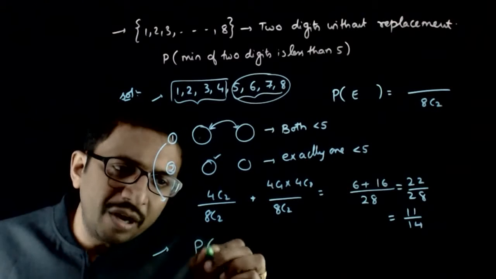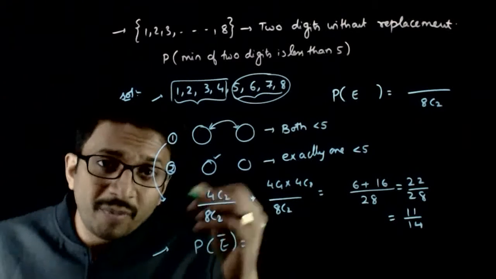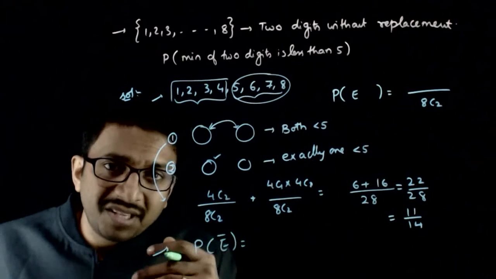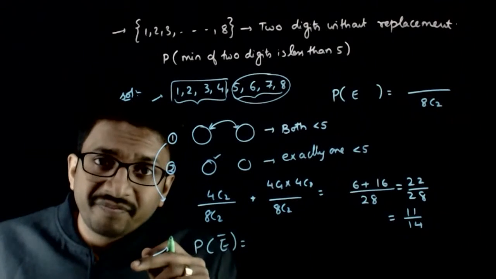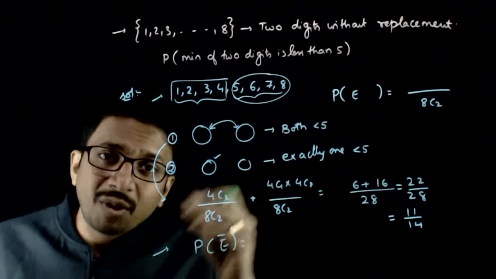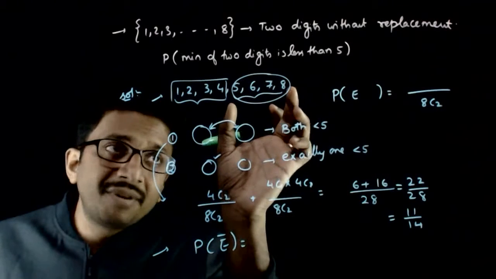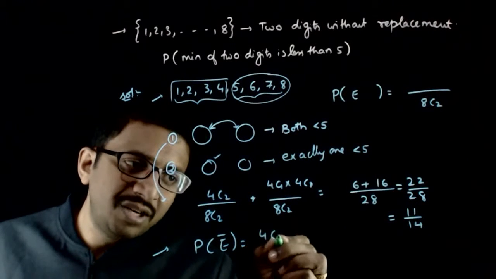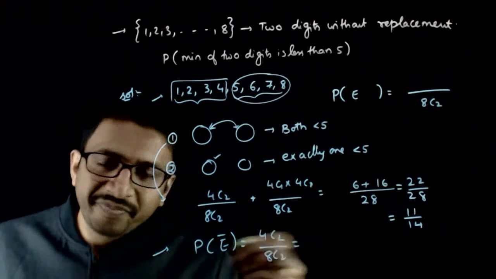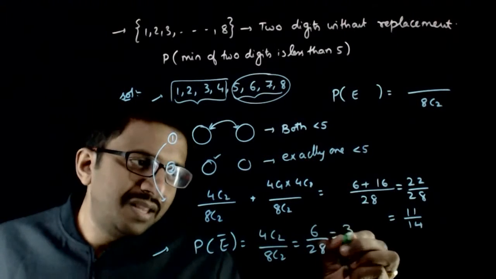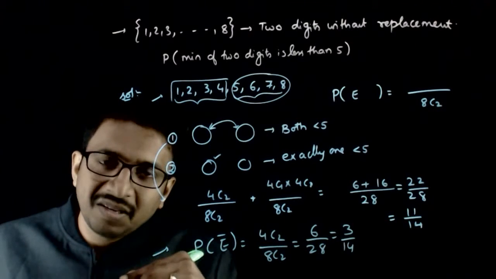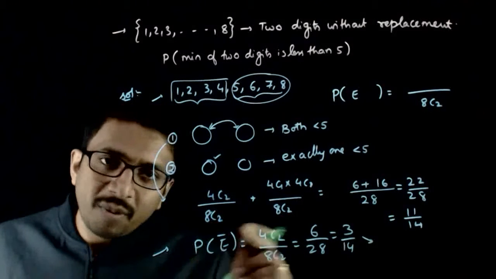So what is the probability of E bar? That is the complement of this event. The complement says that none of the 2 digits should be less than 5. That means both the digits should be 5 or more. That is, both the digits should come from this set. That is 4C2 by 8C2, that is 6 by 28, which is equal to 3 by 14. So the probability of E complement is 3 by 14.